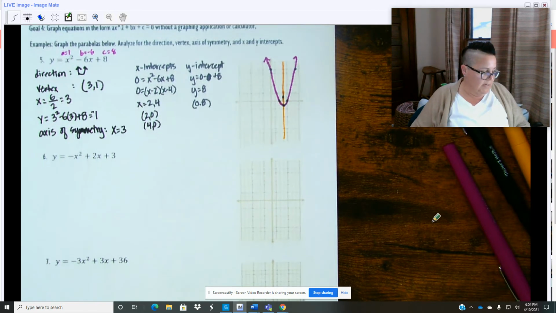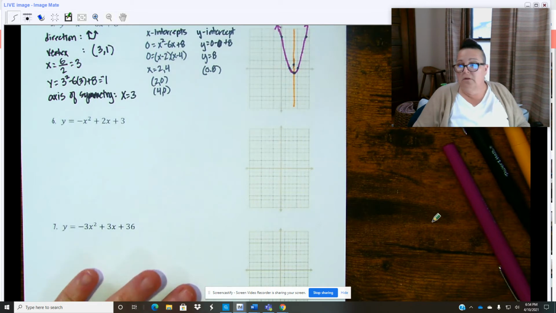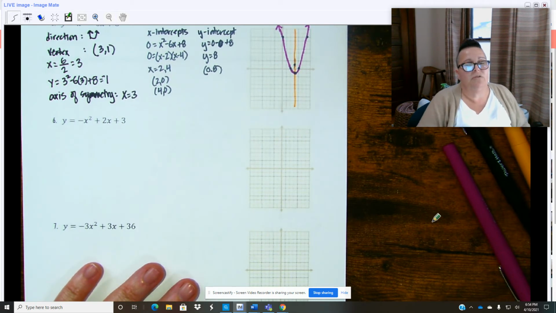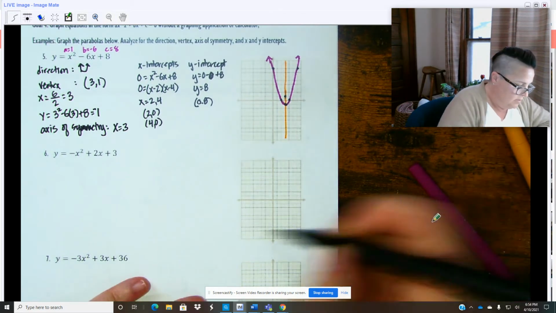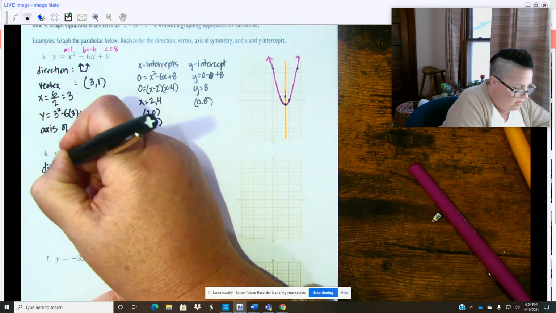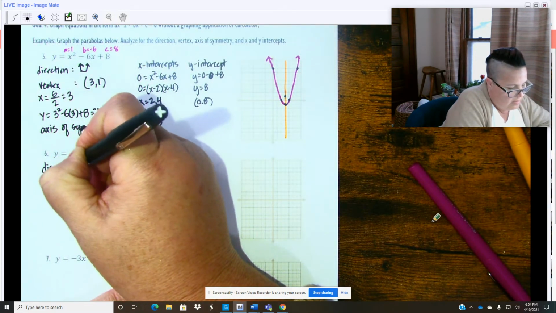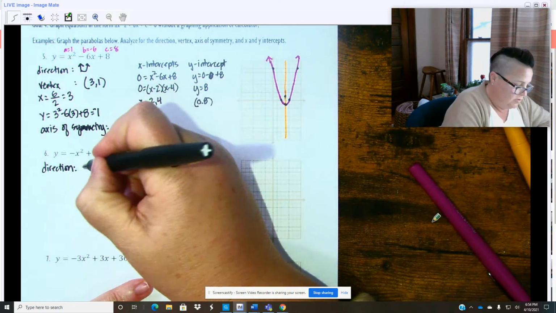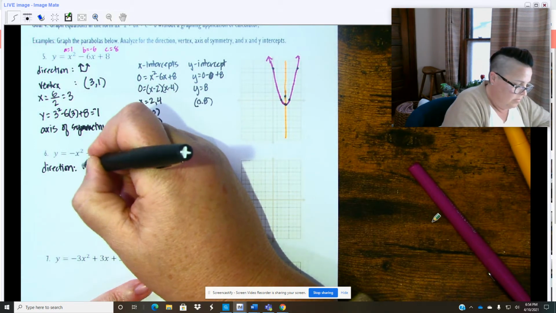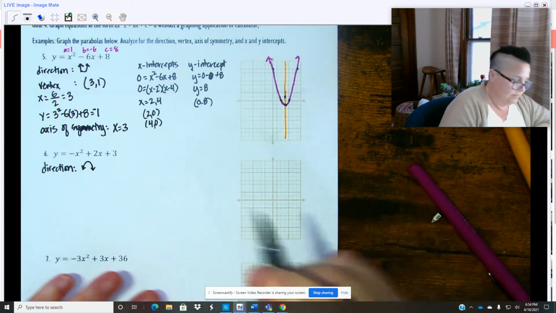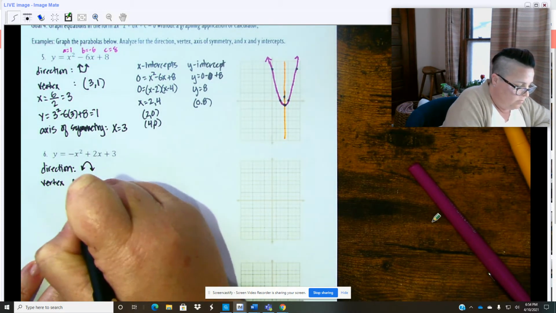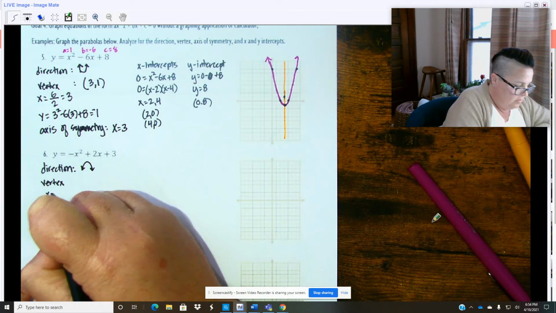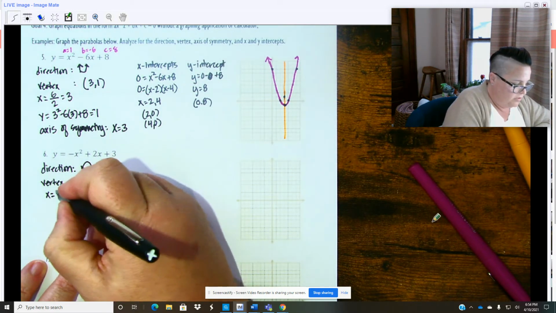Let's try this with number 6. For number 6, we have y is equal to a negative x squared plus 2x plus 3. The direction of this guy, that's negative. So the direction of this guy will be down. This is a frowny one. The vertex, again, the x coordinate of that vertex is the opposite of b over 2a.